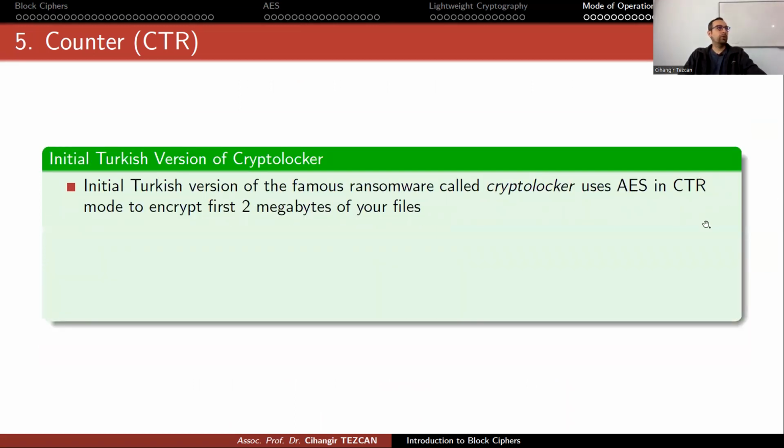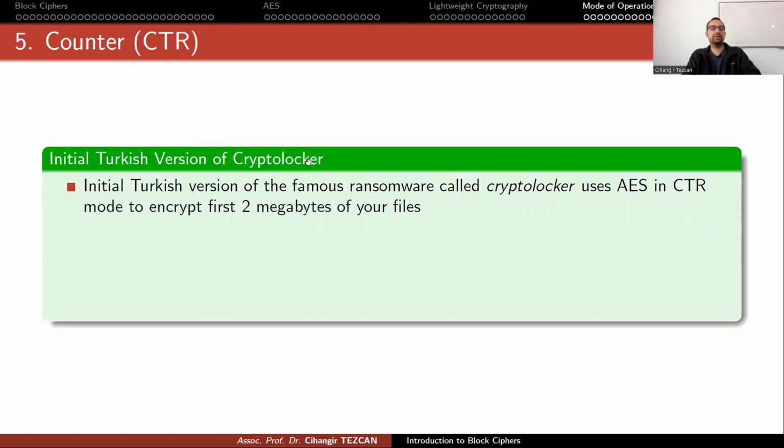So if you don't know how counter mode works, in Turkey, I attended a lot of conferences where people say that counter mode is bad and never use it. But actually, I'm always saying that counter mode is good and you should use it. The thing is that I know that you shouldn't use the same nonce or the counter twice, okay? But initially, people didn't know it.